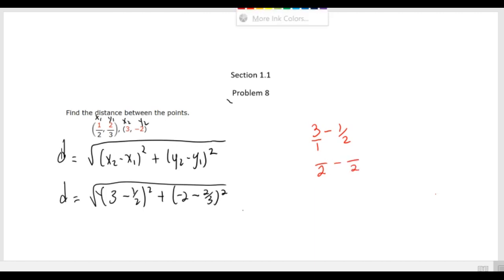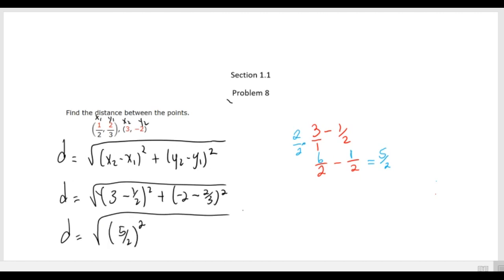In order to make this one a 2, we would have to multiply by 2, but we also have to do the same to the numerator. So 2 times 3 is 6. And the second fraction already has a 2, so we just bring down our 1. Now we can subtract: 6 minus 1 is 5. So we get 5/2. So 5/2 squared.